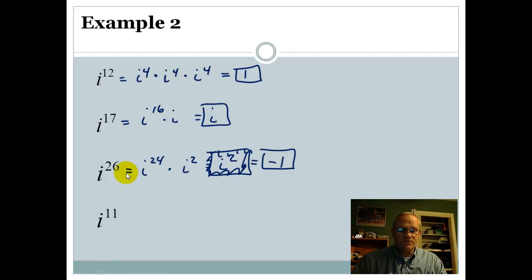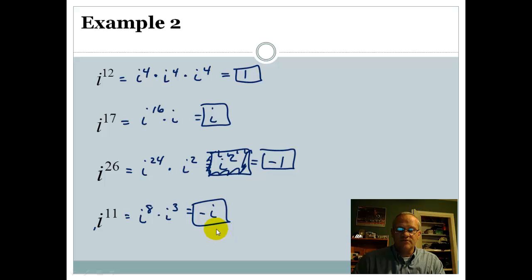And then last one here, i to the 11th. You go, well, what's the biggest one that can divide evenly by 4? It's i to the 8th. And so you have 8, 9, 10, 11. That leaves you with 3 left over. This all becomes 1, and we're left with i to the 3rd. Do you remember what i to the 3rd was? i to the 3rd was negative i.